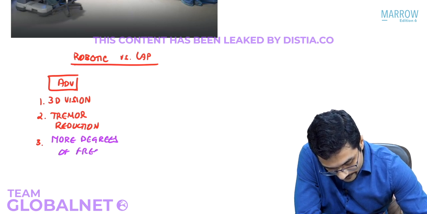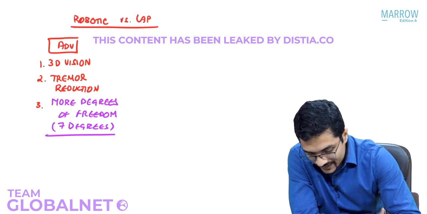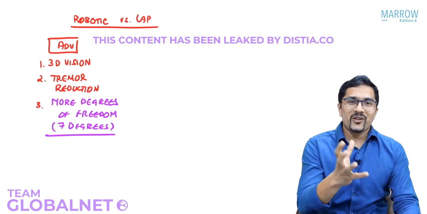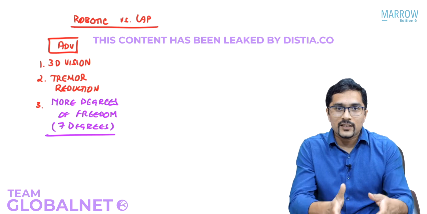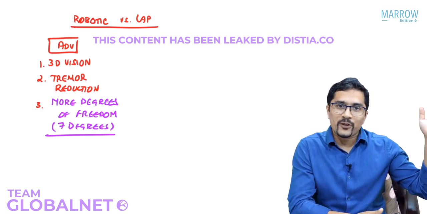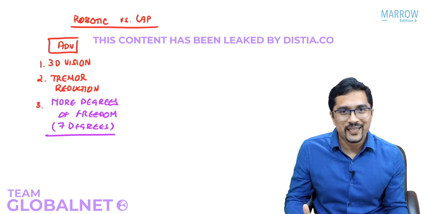So in reality, there are 7 degrees of freedom which robotic surgery offers. I was taking a class once, and one of the students asked me, by this, do you mean that the surgeon who's sitting on a chair can get up and go to the toilet in between the surgery? No, that's not the freedom of movement which I'm talking about.